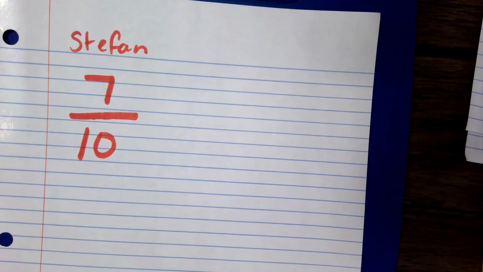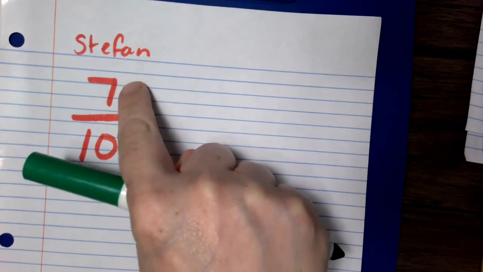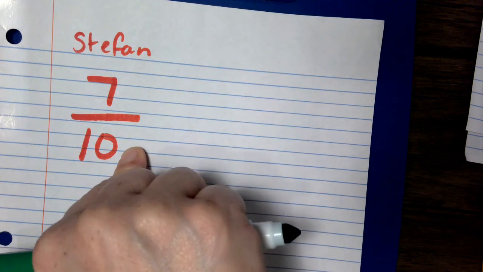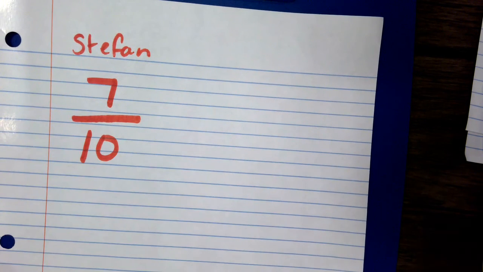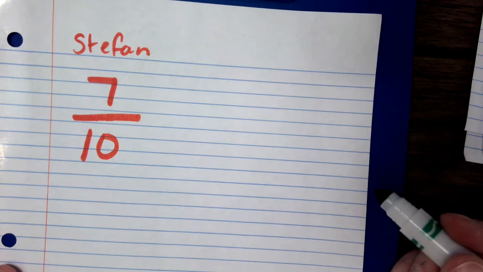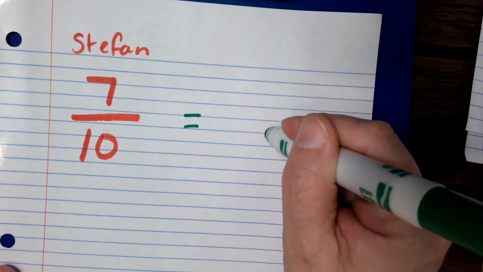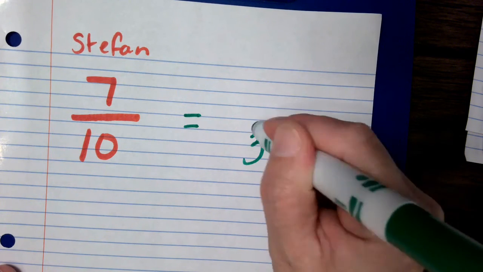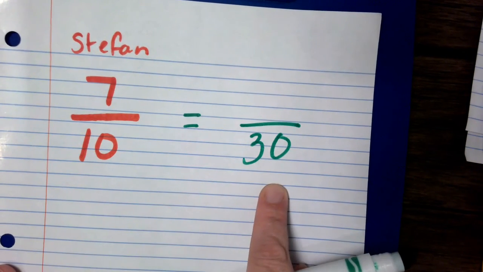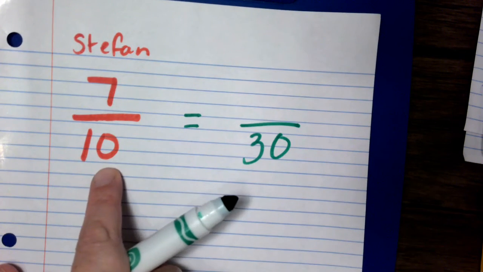For this next question, I'm talking about Stefan. And Stefan has eaten 7/10 of all of the toppings at Baisley's Deli. Now, Baisley's Deli, we know, has a total of 30 toppings. So I'm going to set this up the same way as I've set up Cassie's problem. That 7/10 is equal to some number over 30. Okay? So in this case, I'm increasing my denominator, and also my numerator too.